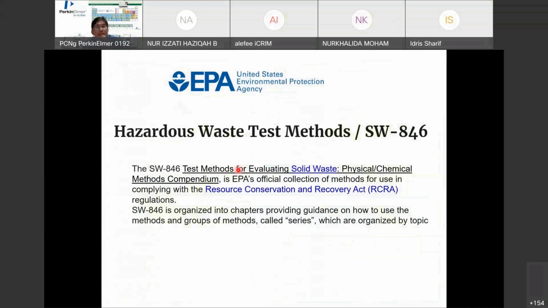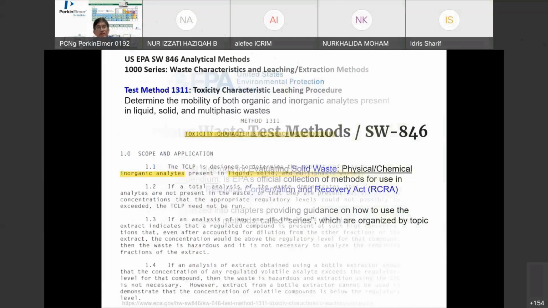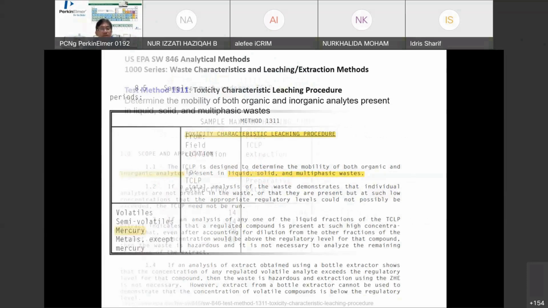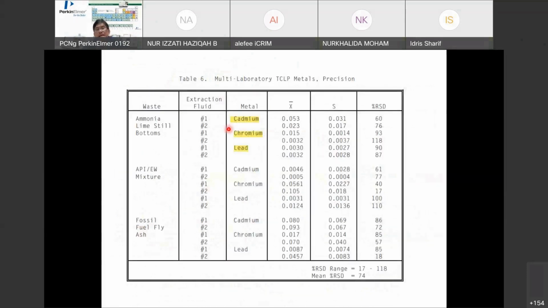Okay, now for SW, US EPA also has solid waste 846. We are talking about the Resource Conservation and Recovery Act, RCRA. Under this one, for example, the toxicity characteristic leaching procedure is US EPA 1311. It basically talks about liquid, solid and multiple wastes for inorganics, referring to mercury, cadmium, chromium, lead. This is maybe on the waste.